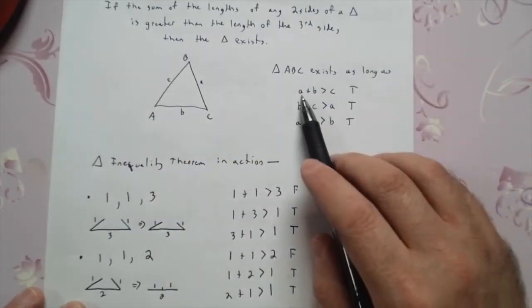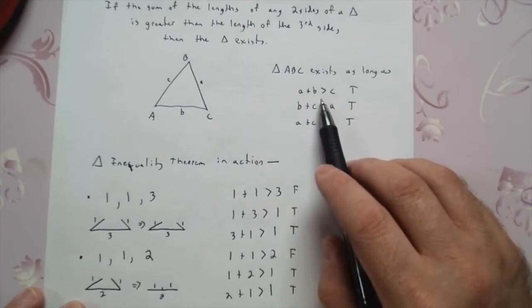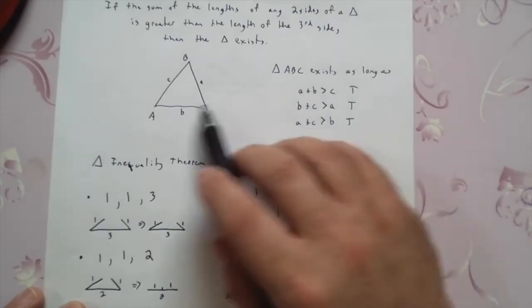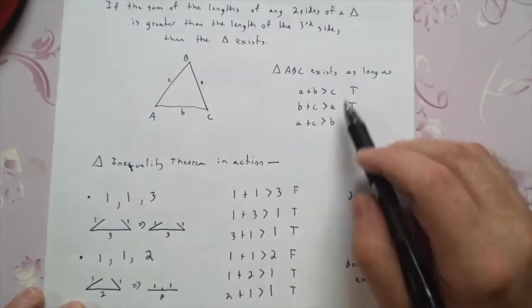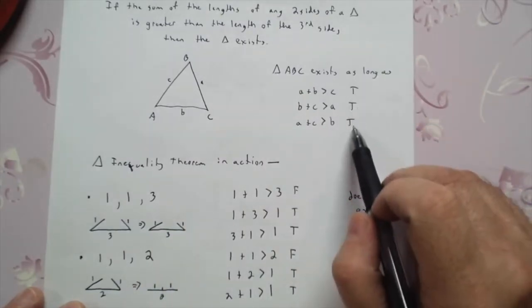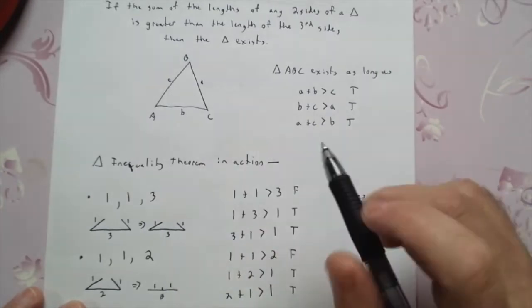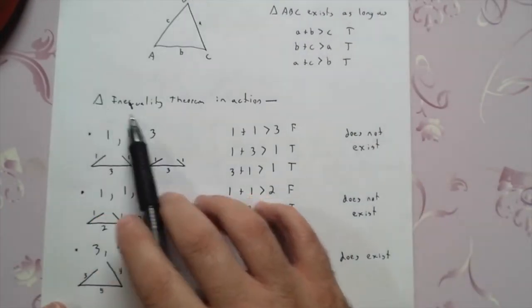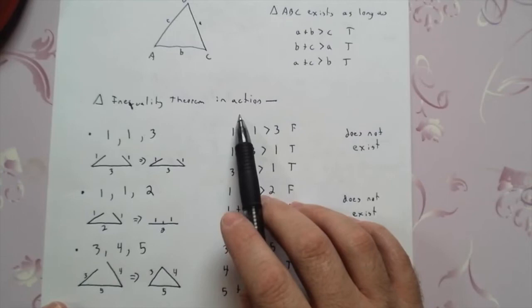So over here, that's what I've got. All my combinations, you have to check them all out. They all have to be true for this triangle to exist. If they're not all true, if any one of these is false, it just takes one. If any one of these is false, this triangle does not exist. So here's our triangle inequality theorem in action.